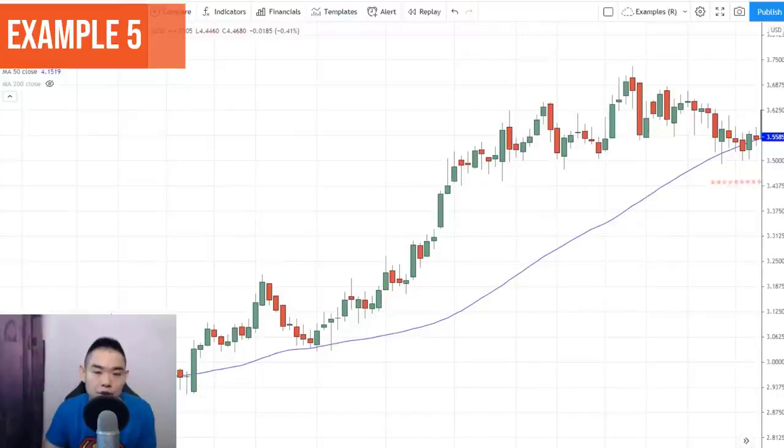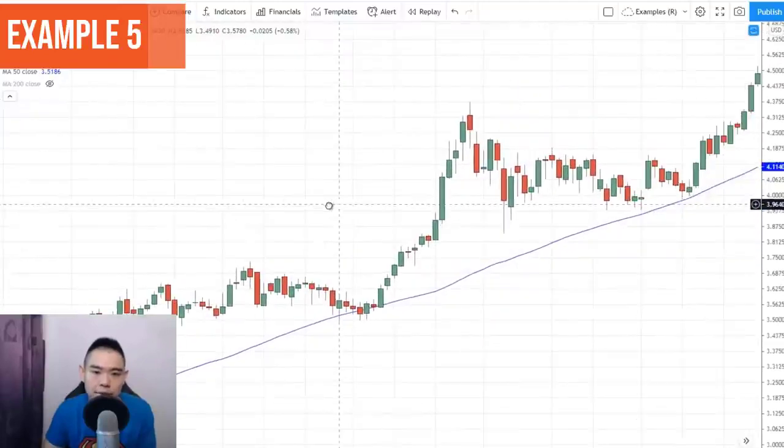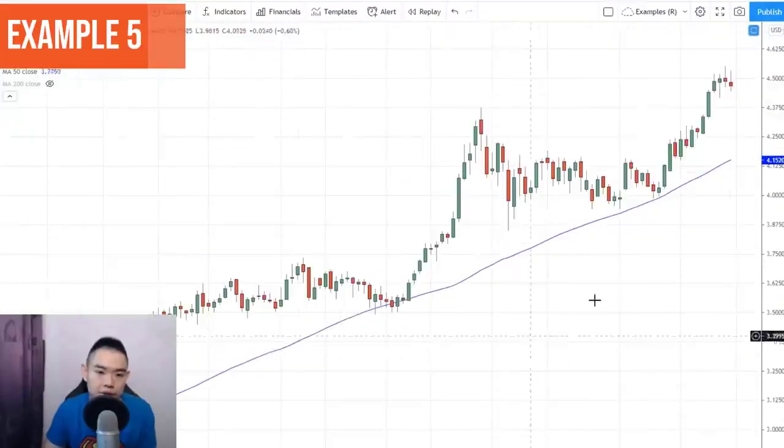And once it moves in your favor, you can start trailing your stop loss using the 50 period moving average. And till now, the market is still moving in your favor. So of course, this is a cherry pick example, but it's to illustrate to you how you can actually trail your stop loss to ride massive trends.